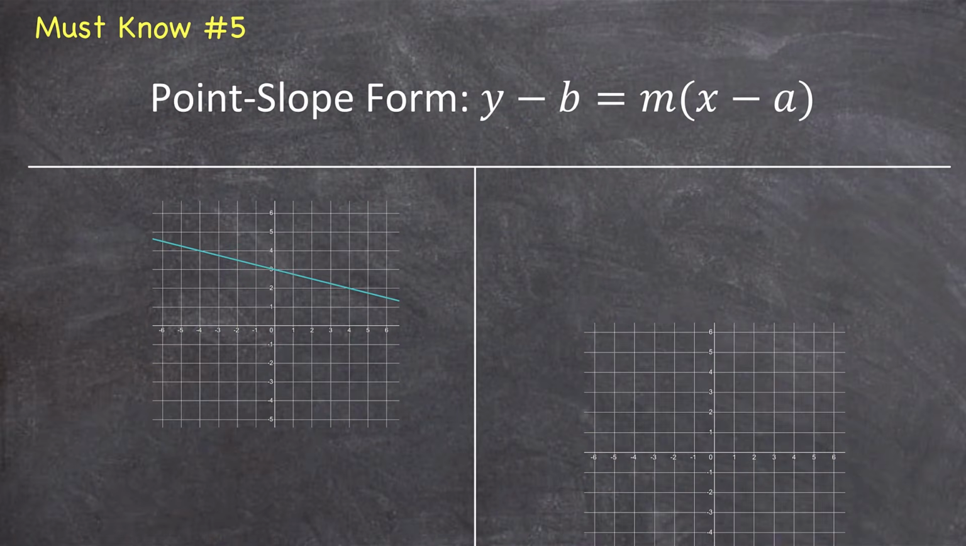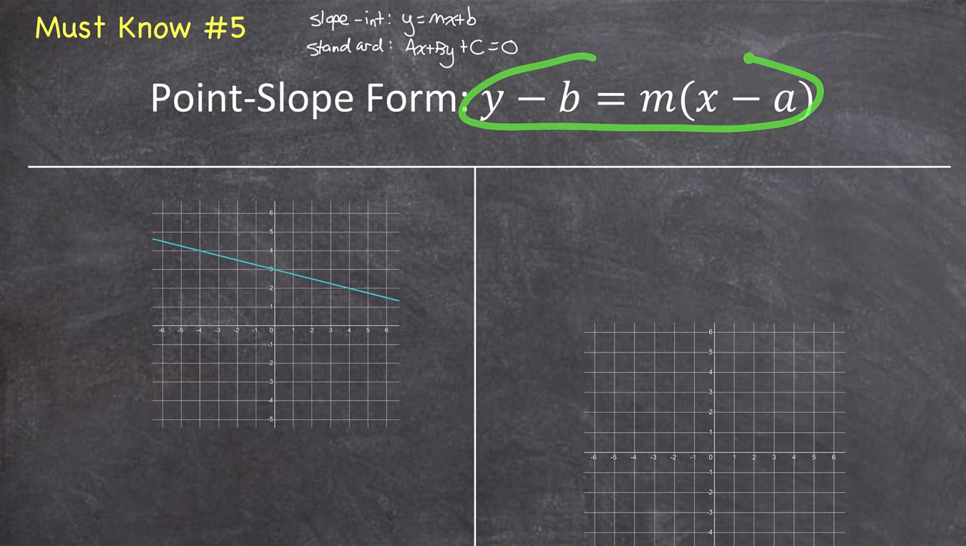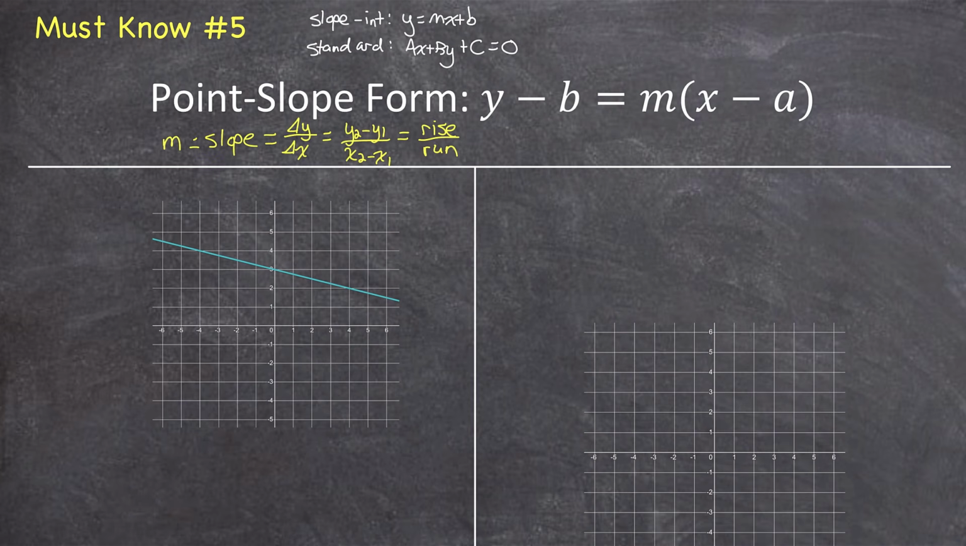Must know number 5, the point-slope form of a linear relationship. This is the third and final format you might see a linear relationship in, which is y minus b equals m times x minus a. In this version of the equation, m still represents the slope, but what's unique about this formula is that a and b, the values being subtracted from x and y, represent a point that is on the line.